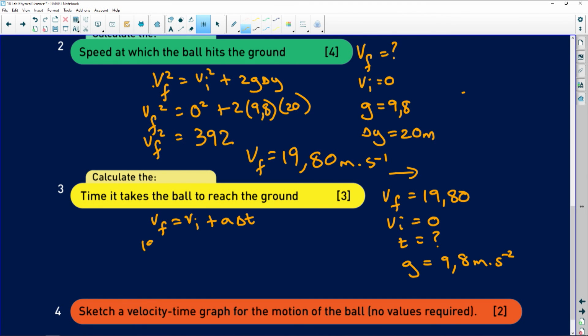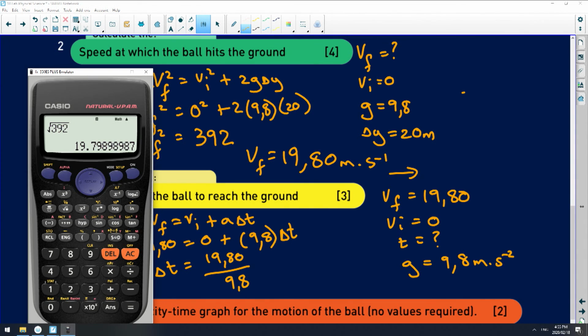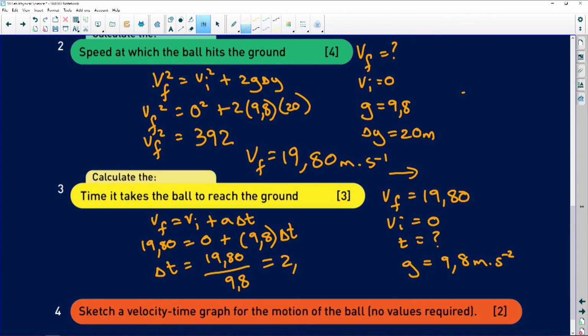V final was 19,80. V initial was 0 plus 9,8 delta T. So now it's easy. So we're going to have delta T equal to 19,80 divided by 9,8. And our faithful calculator, always make sure your calculator has got new batteries, that you don't run out of a calculator during exams, because that would be disastrous. So always have a look that you have enough battery power. And that's equal to 2,02 seconds. And there we go.